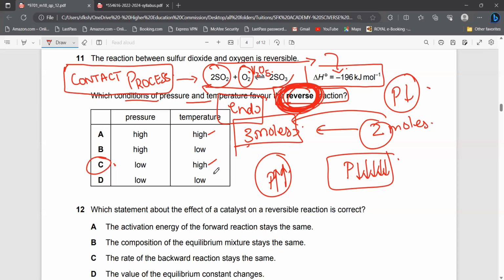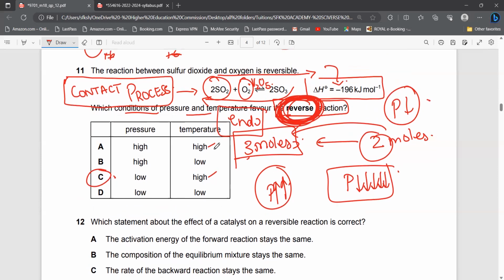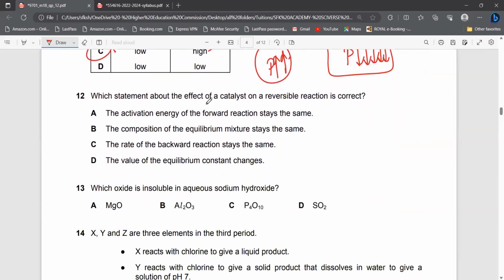Now, this is a very typical question, although it's not asked about the reverse reaction. Usually, you're asked about the forward reaction. If this had been a forward reaction, then the conditions would have been different, by the way. Now, which statement about the effect of a catalyst on the reversible reaction is correct? Remember one thing: a catalyst has no effect on the position of the equilibrium. Position doesn't change. A catalyst favors both the forward as well as the backward reactions equally and simultaneously, because of which the equilibrium reaches dynamic status at a faster speed.